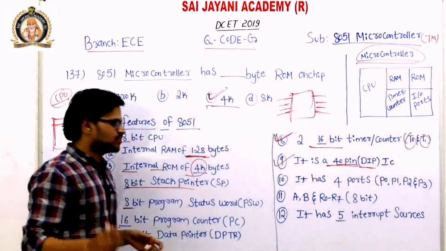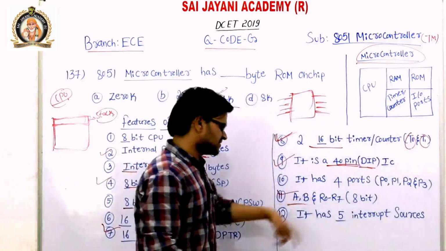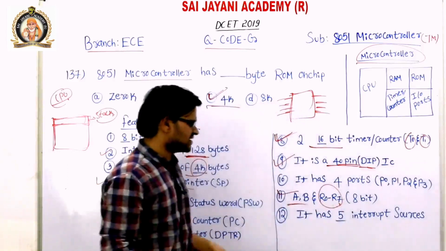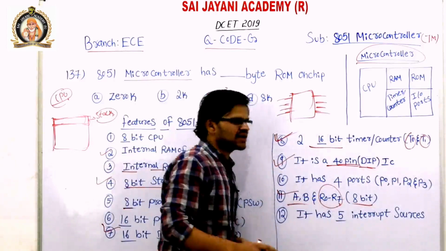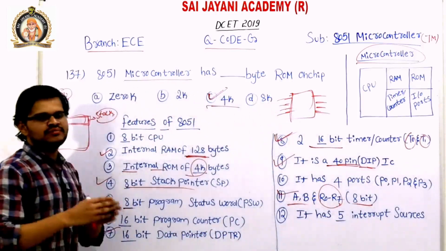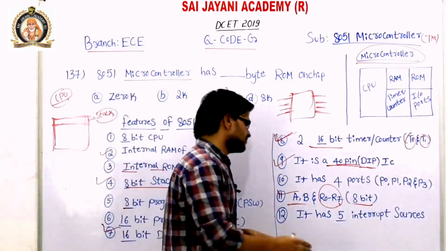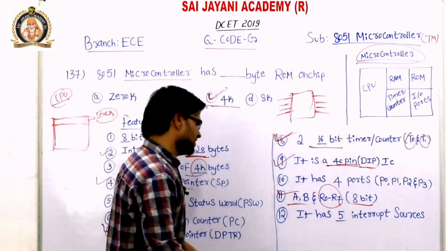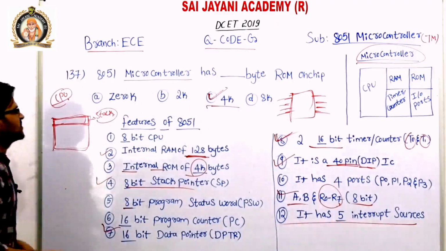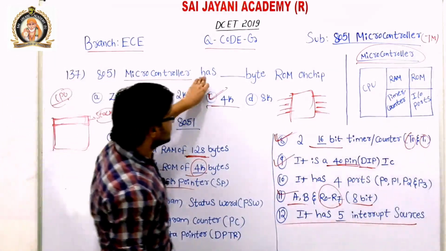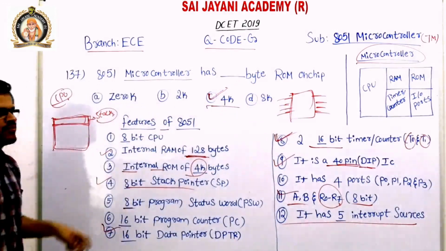And the next feature is it has the A register, B register and R0 to R7 registers, and each register is of 8 bits. These registers are mainly used to move data from location to location or from register to location. Similarly, it has 5 interrupt sources, so the 8051 microcontroller has 4K bytes of on-chip ROM. Remember these features.